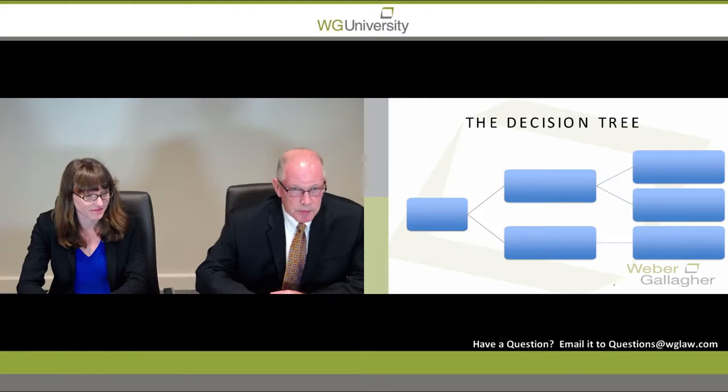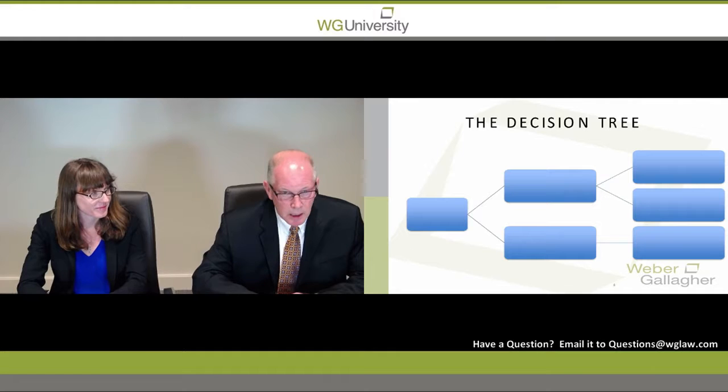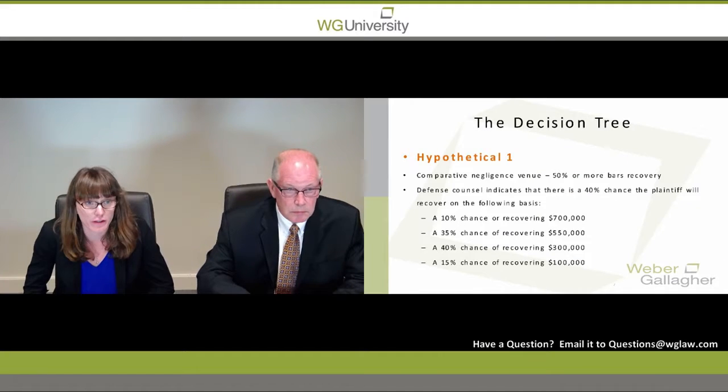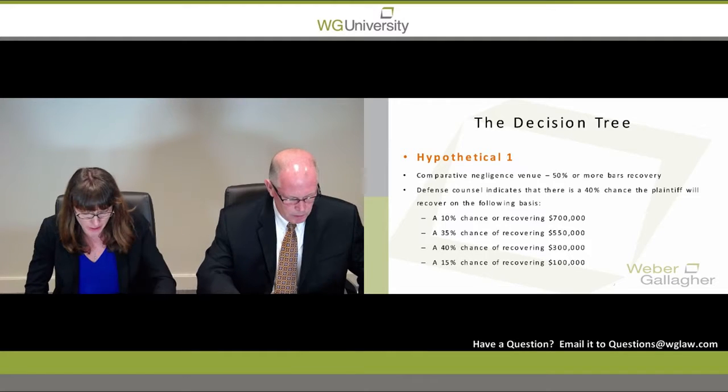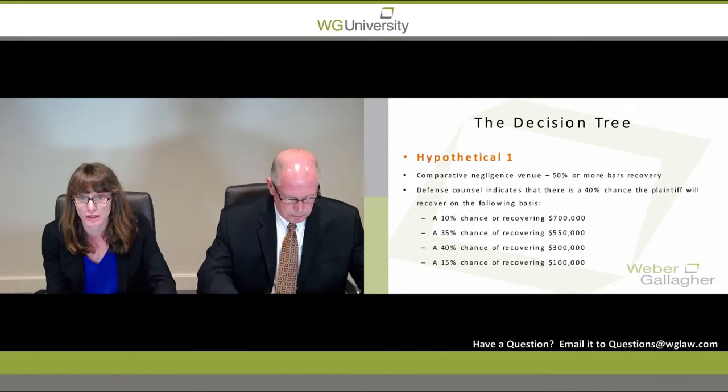The decision tree comes in many forms. This is one format. You can buy decision tree or probability formats online. All you have to do is Google decision tree. Your defense counsel told you that you have comparative negligence in this venue, where 50% or more bars recovery. Your defense counsel also indicated that there's a 40% chance the plaintiff will recover on the following basis: a 10% chance of recovering $700,000, a 35% chance.